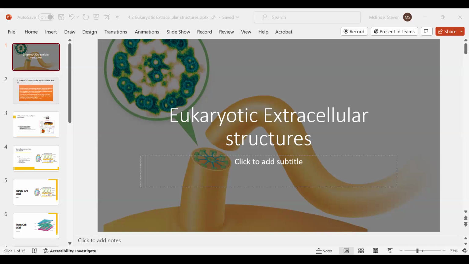And that's why it's not additive. When you have a 60S and 40S subunit, they do not equal 100S because it's not based on a weight or something like that. It's sedimentation in a solution.